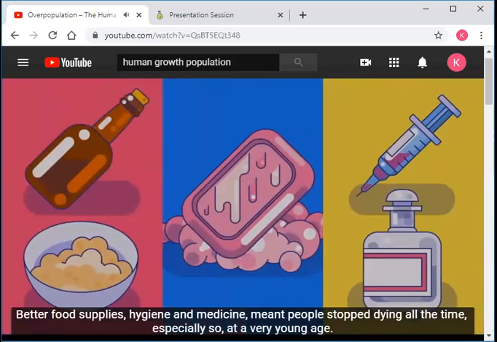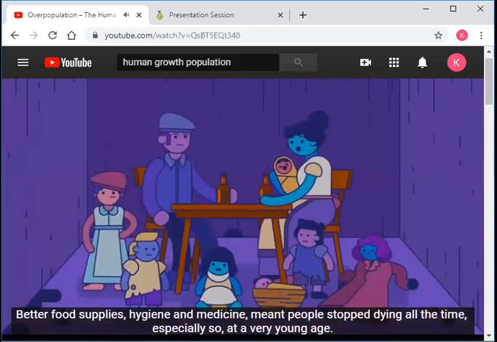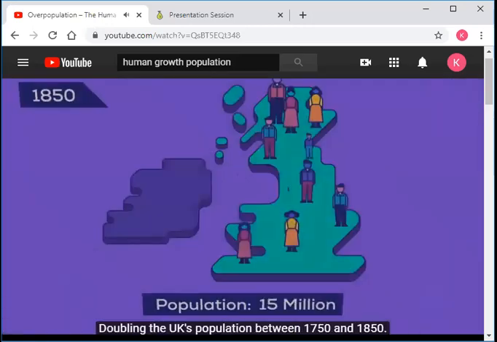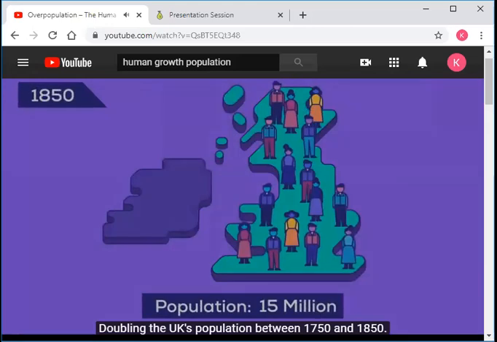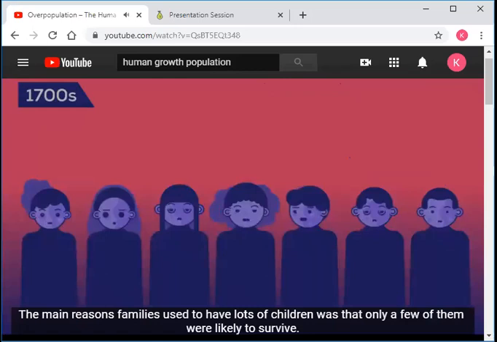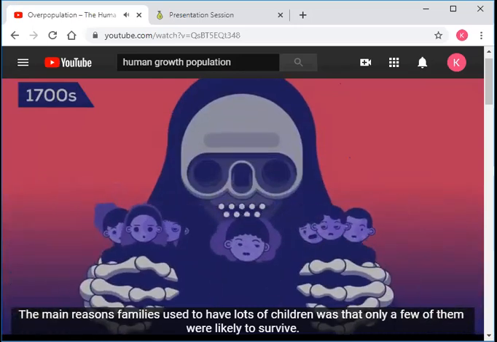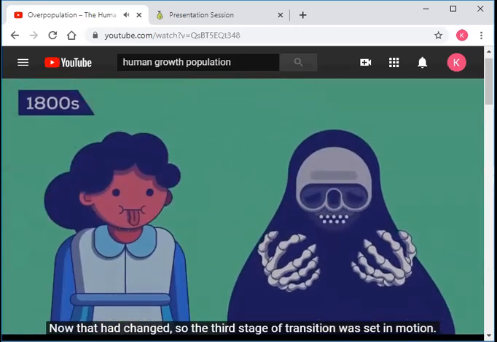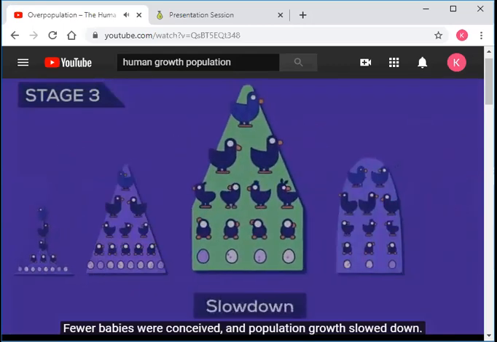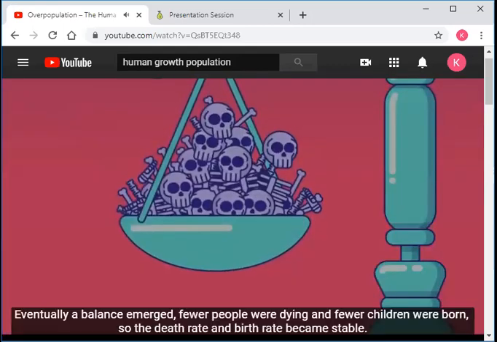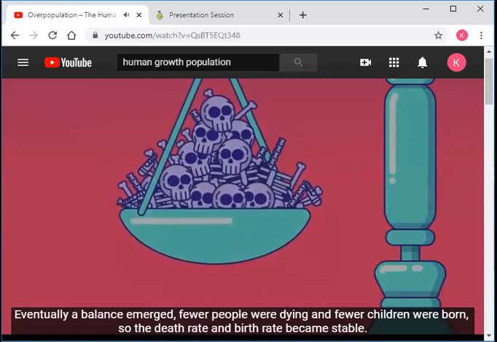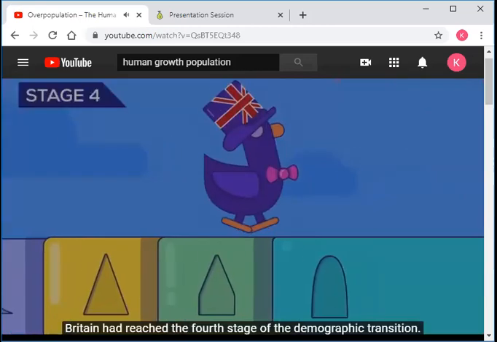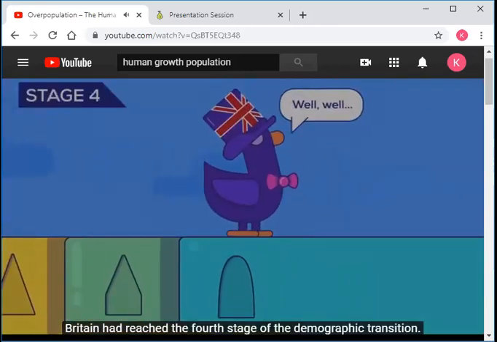Better food supplies, hygiene, and medicine meant people stopped dying all the time, especially so at a very young age. The result was a population explosion, doubling the UK's population between 1750 and 1850. The main reason families used to have lots of children was that only a few of them were likely to survive. Now that had changed, so the third stage of the transition was set in motion, fewer babies were conceived, and population growth slowed down. Eventually, a balance emerged. Fewer people were dying and fewer children were born, so the death rate and birth rate became stable. Britain had reached the fourth stage of the demographic transition.